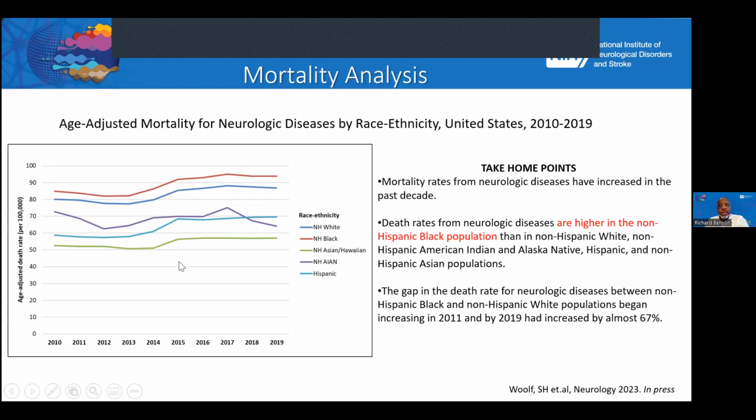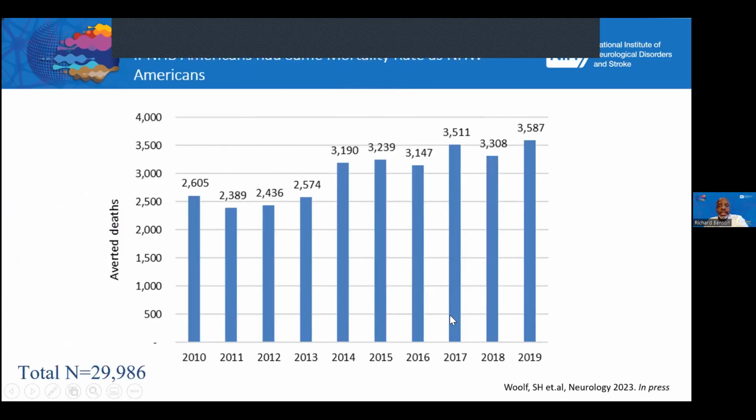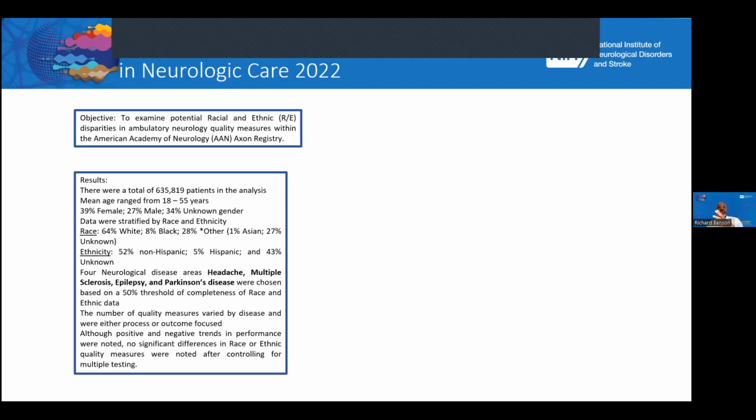And so during this 10-year period, what we found was that there was an excess of nearly 30,000 deaths that took place for non-Hispanic Black populations. And we said that this was due to the health inequities that we have there. And so that's very important. That was one of the findings that we got.